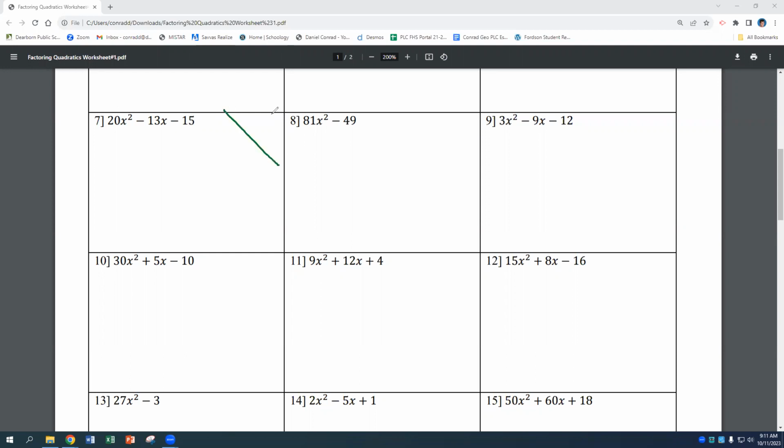So what we're going to do is expand it out. We want to find something that multiplies to a times c and adds up to b. So in this case, a times c is going to be 20 times negative 15, which is negative 300. B here is going to be negative 13. So we need two numbers that multiply to negative 300 and add up to negative 13.